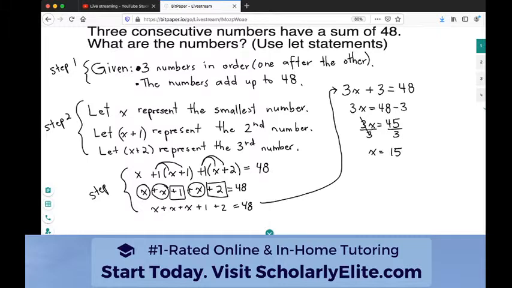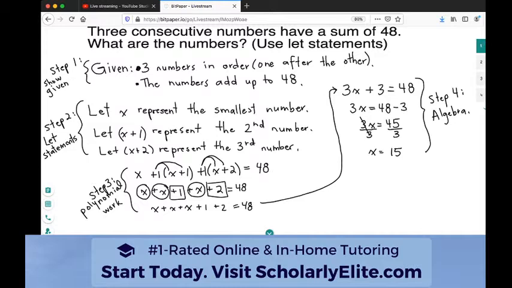So we've got step 3, polynomial work. Step 4, algebra. Great. Let me just put these words in here as well. So step 2 is let statements. And step 1 is just show given info.